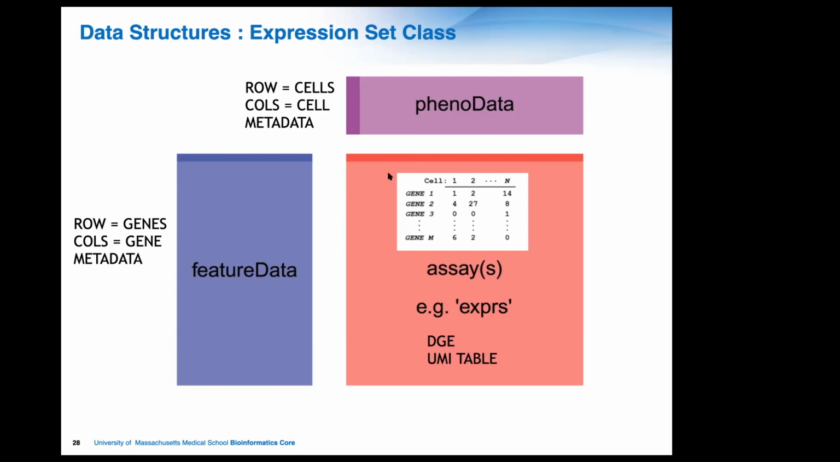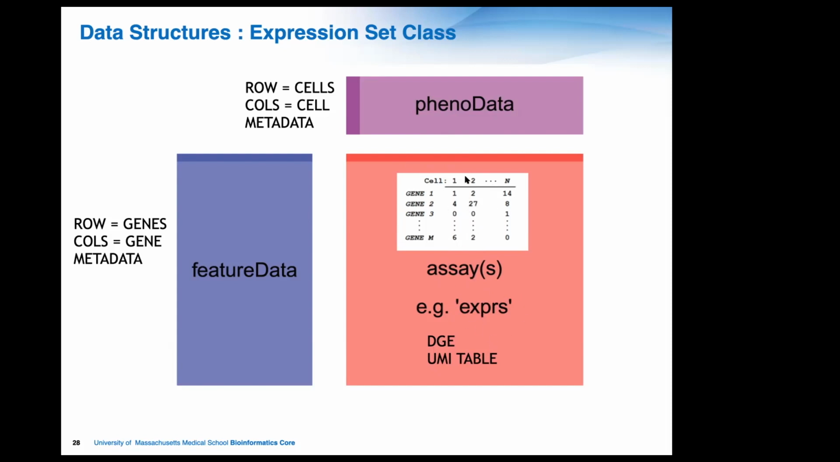So what this class has is three key tables. Let's focus on the red one first. The red one is your assays, or your EXPRS is what it's called in this class, which stands for expression. So this is the digital gene expression matrix, the DGE matrix. It's your UMI table.